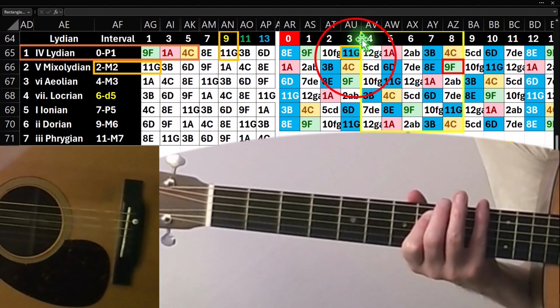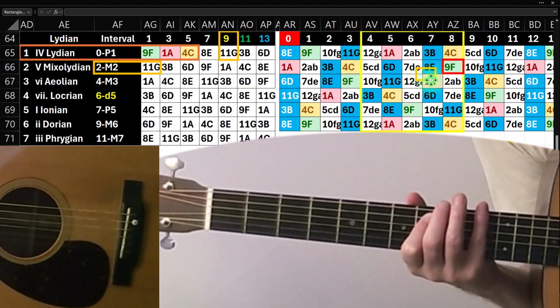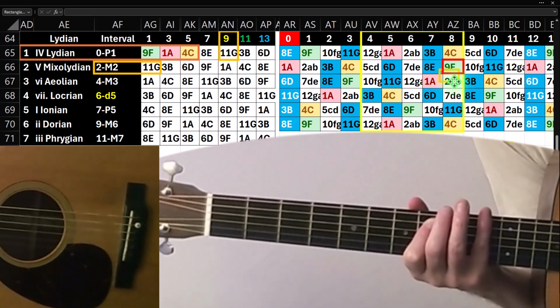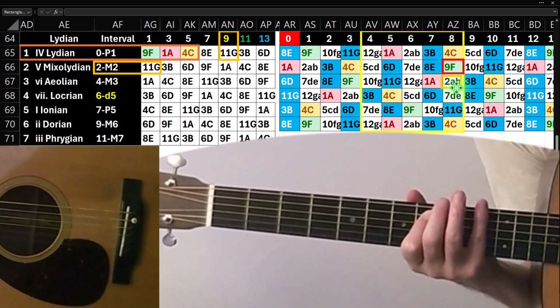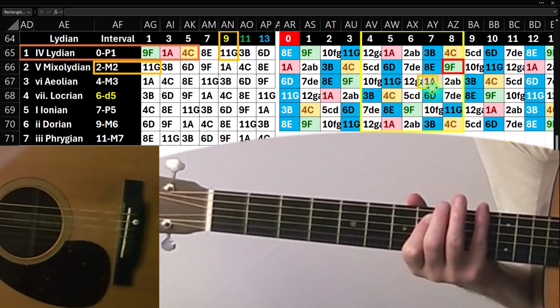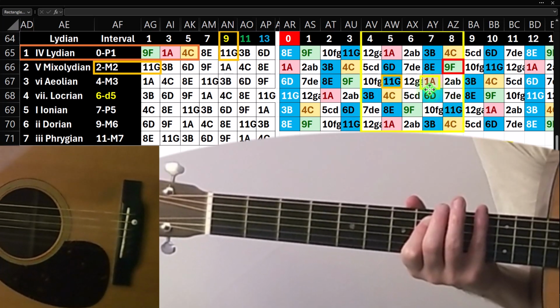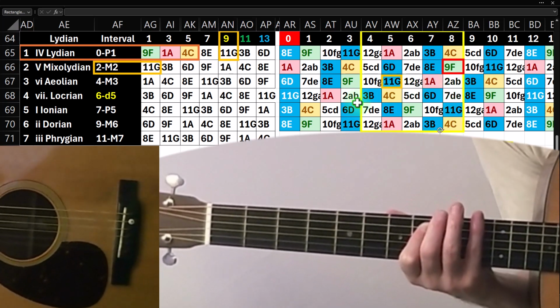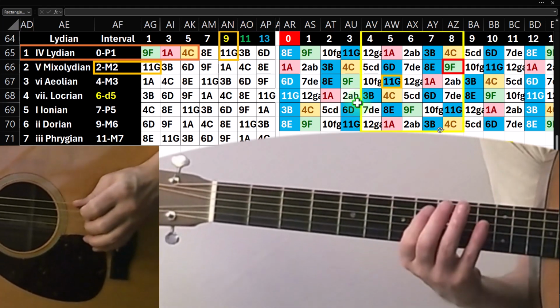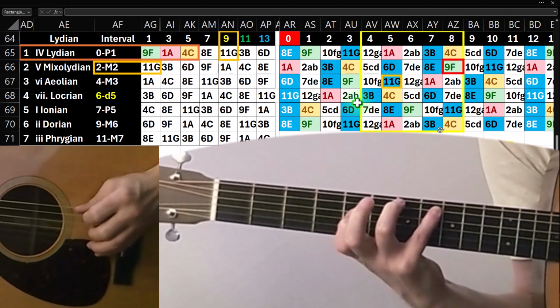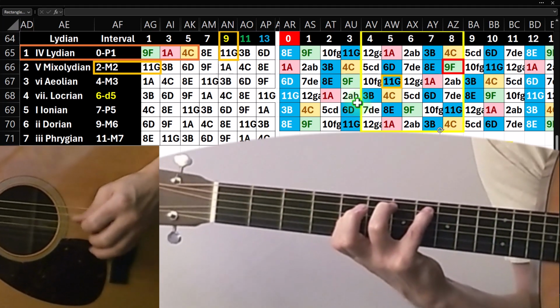Let's go down one. I'm looking for the 2-note away major second, which is also the 2-note away major 9. So if I go down one, that's going to be 5, 4, 3, 2. If I count it up over here, there's the F. Where's the F? There's the F. 5, 4, 3, 2. So we're going F to G.